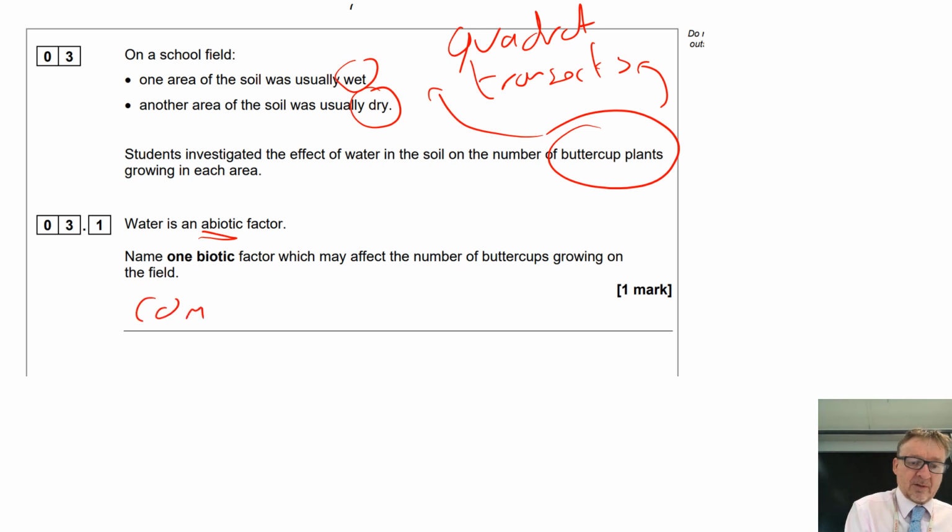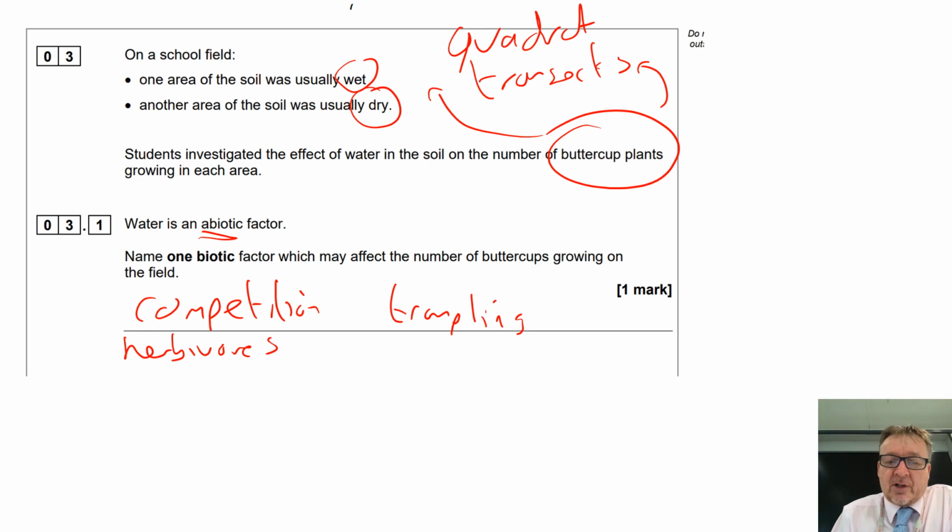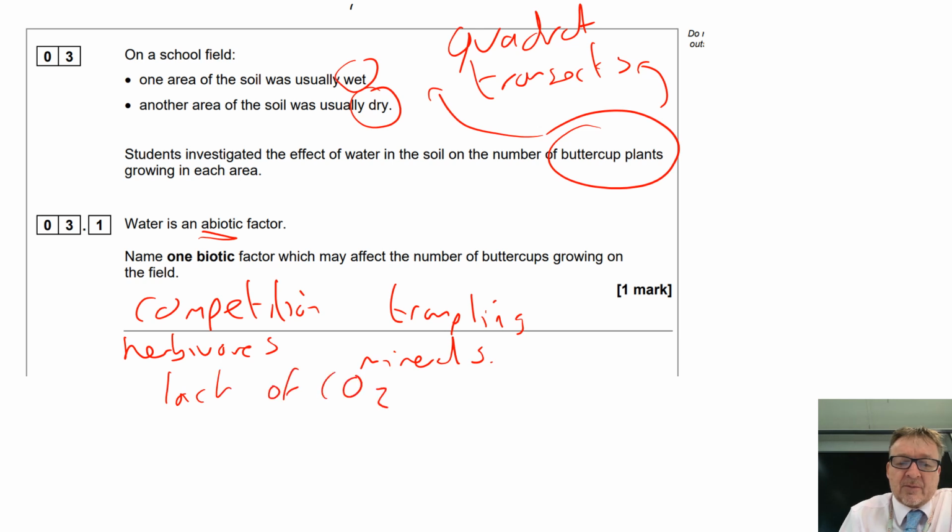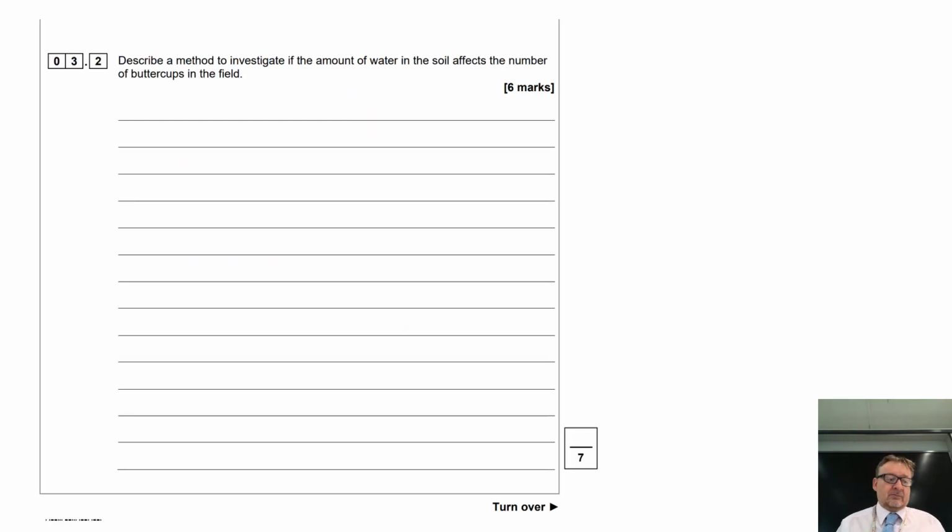Okay, so we could have competition. We could have herbivores. We could have trampling. All those three things kind of work. So one biotic factor which may affect the number of buttercups growing in the field. We could have minerals in the soil. Okay, we could have lack of CO2. Okay, there's a number of different things that you can end up having. Right, and abiotic is non-living. Here we go. This is it.